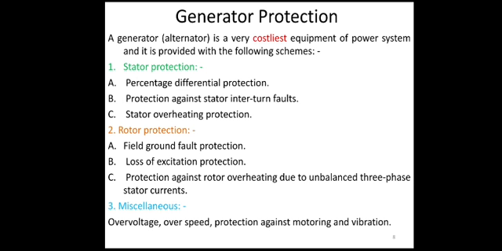Firstly, percentage differential protection. We all know the differential protection scheme, where the CTs or current transformers are installed at both sides of the protected equipment. So this type of scheme is known as differential protection. The next one for the protection of stator is protection against stator interturn fault, and the third one is stator overheating protection. In stator overheating protection, a cooling medium with a relay are both installed for the protection of the stator against overheating.